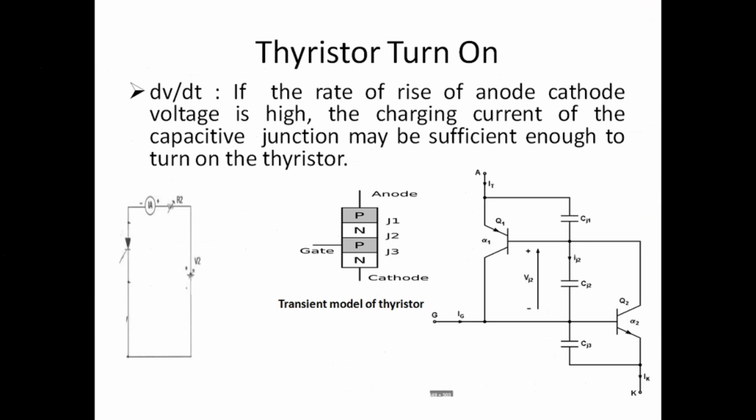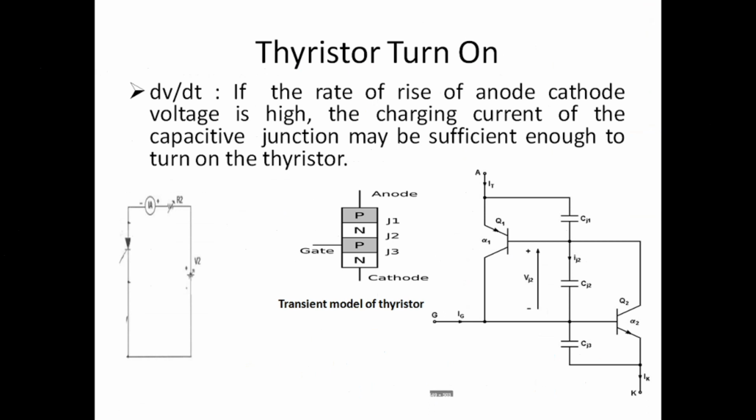The next, see, unintentional turn on may happen when you apply a very high voltage, more than the breakover voltage, or else because of the temperature. So this is one more thing we need to study: dV by dt. What do you mean by dV by dt? dV by dt is the change in voltage with respect to time, which means variation in the voltage.